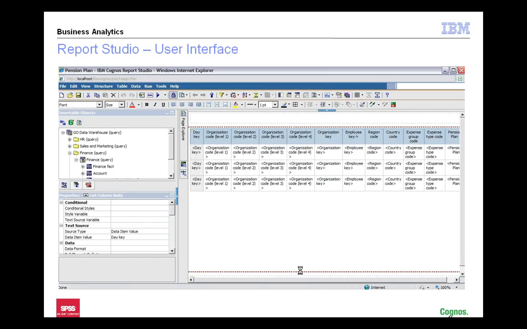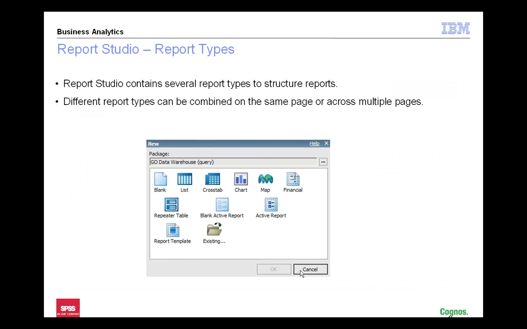The next one is different report types. The report types we have here are list reports, which we have already discussed, cross-tab reports, and chart reports, which will have charts and graphs. Map reports are about putting a map and then drawing analysis on top of that. Financial reports follow financial patterns. A repeater table is repeating the same object multiple times in a report.